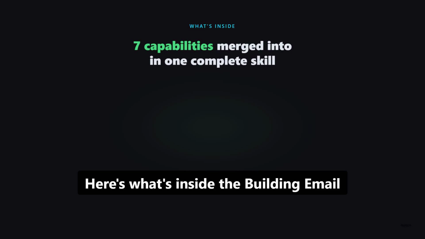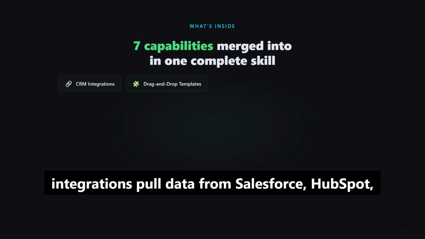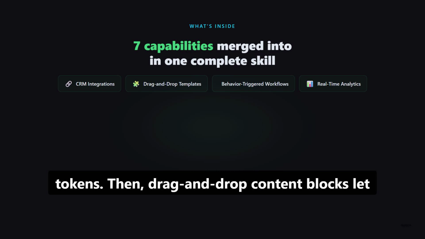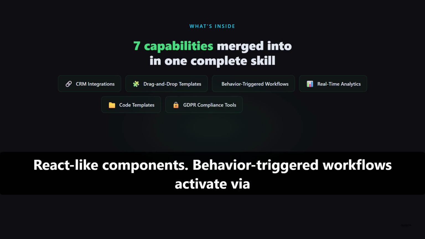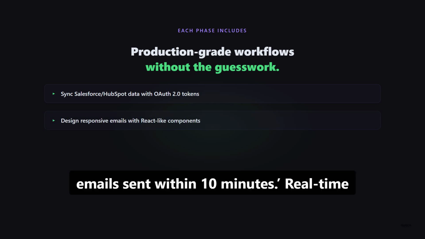Here's what's inside the building email marketing automation skill. First, seamless CRM integrations pull data from Salesforce, HubSpot, or custom databases using OAuth 2.0 tokens. Then, drag and drop content blocks let you design responsive email templates with React like components. Behavior triggered workflows activate via JSON webhooks. Think cart abandonment emails sent within 10 minutes.